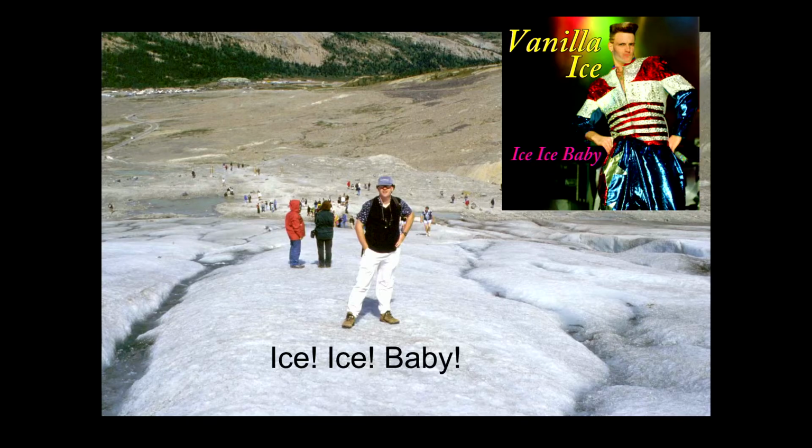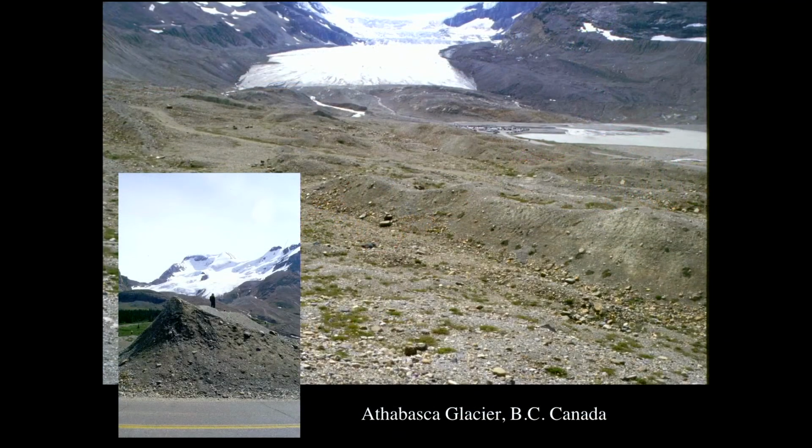And I'm standing, in this photo, on a glacier up in British Columbia called the Athabasca Glacier. Big tongue of ice, or river of ice, if you will, that comes down out of the Columbia ice fields and works its way down the valley, to the point where it melts.